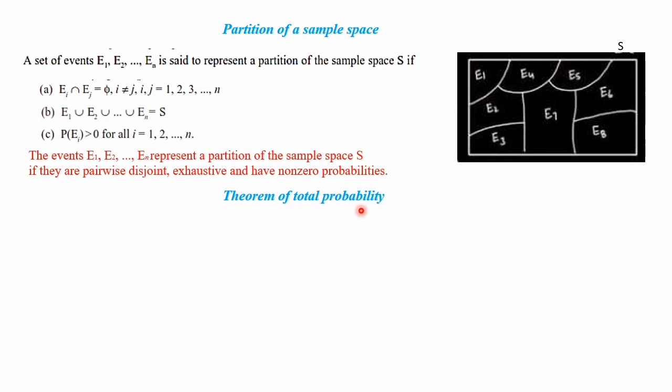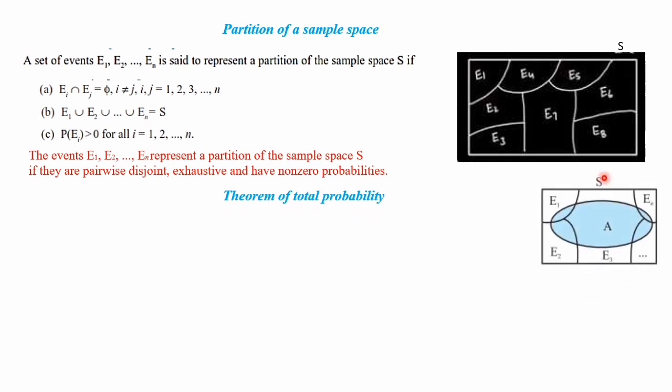Next, theorem of total probability. Consider a sample space S and it is subdivided into E1, E2, E3, etc., En. There are different events and we have taken another event A, and this A is a subset of S. And here you can see the common portion. E1 intersection A is here, E2 intersection A is here. Here also a common portion is there. Here it is En intersection A also. So the common portions are there between A and the events E.